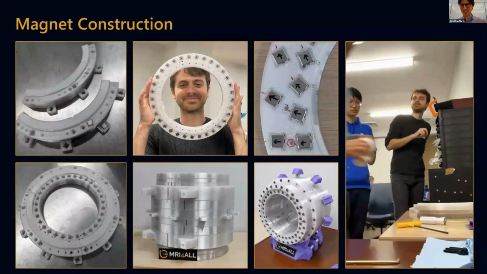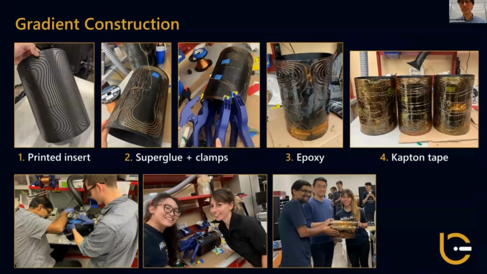Just a couple of fun shots of the building of the magnet slides from the main web page. This is piecing together that Halbach array in individual rings to create the full body of the magnet. And some scenes from the gradient construction.